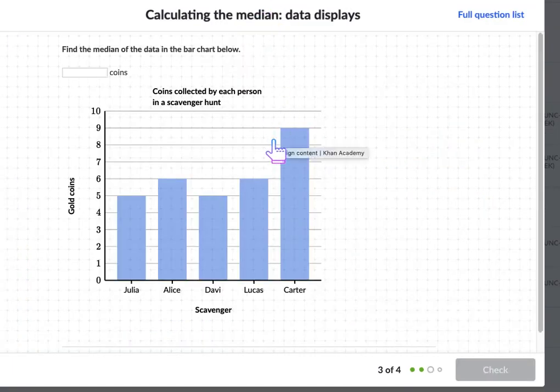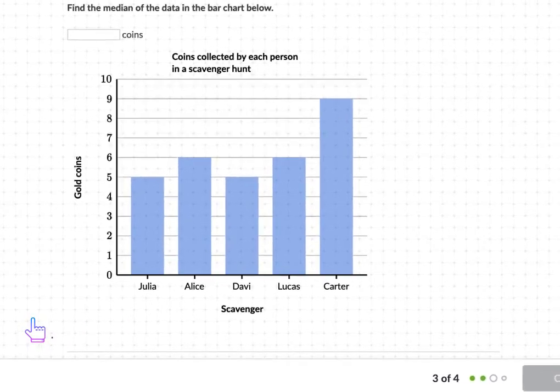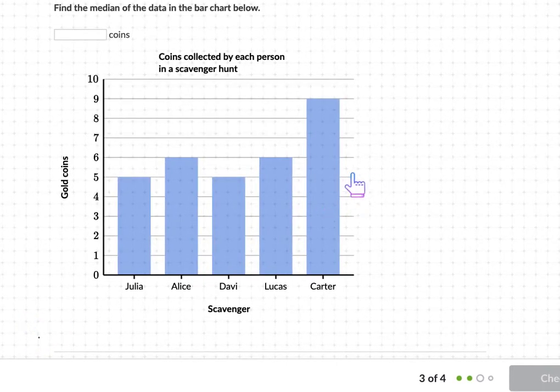Let's take a look at median problems. So this one wants us to find the median of the data in the bar chart below. So notice how they called it a bar chart. It's not a histogram. Histograms have number intervals on the bottom, and they don't have the spaces in between. But most importantly, they have the numbers on the bottom. Go ahead and try this one on your own.